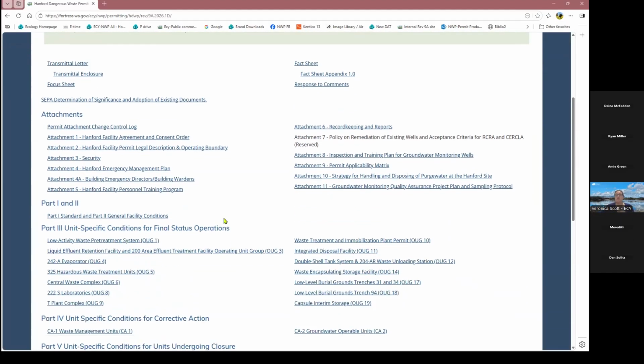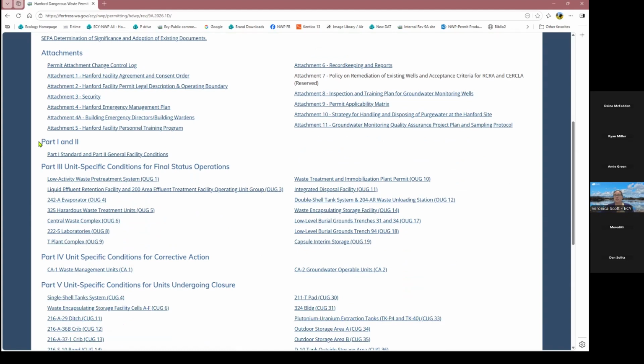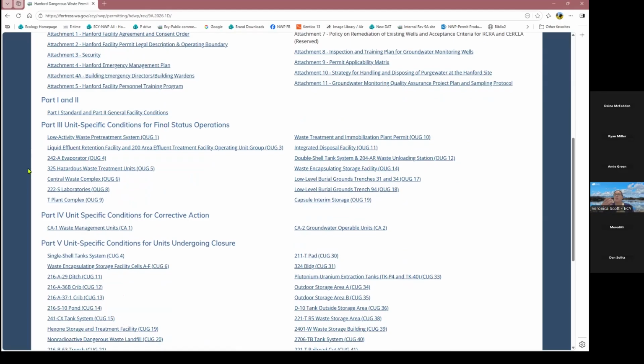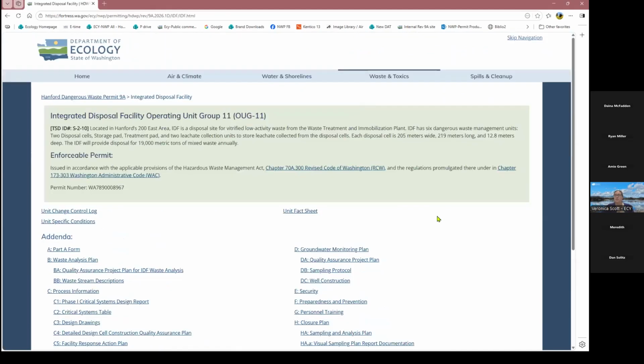So those are general Hanford information that cover the whole Hanford site-wide permit. And then our attachments you see just below there. Some of those titles are going to sound familiar, like security, or those are chapters that we have in our operating unit groups, but there's also security that applies to the whole Hanford site. Then we drop down, we see the 1 and 2 unit-specific permit conditions there. And then if we can take a look at what an operating unit group looks like, can we click on the IDF, the Integrated Disposal Facility. So this is one of our operating unit groups.